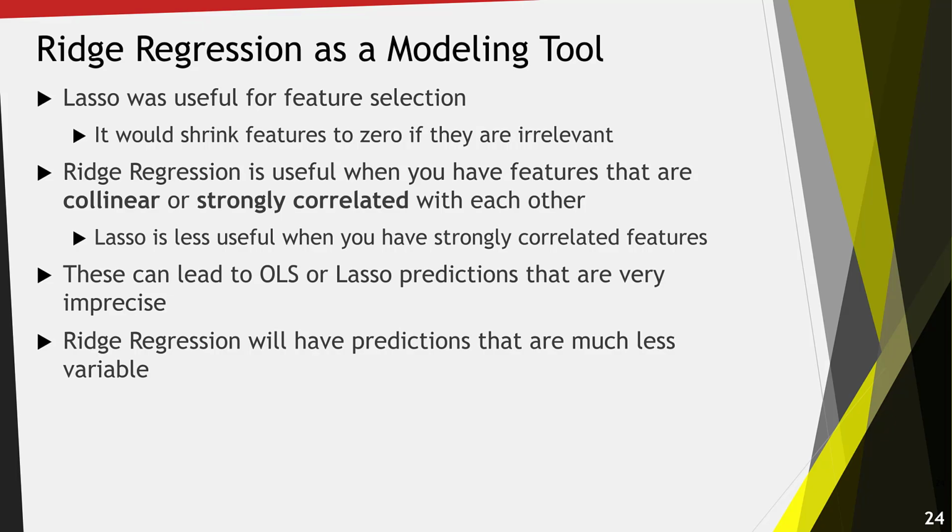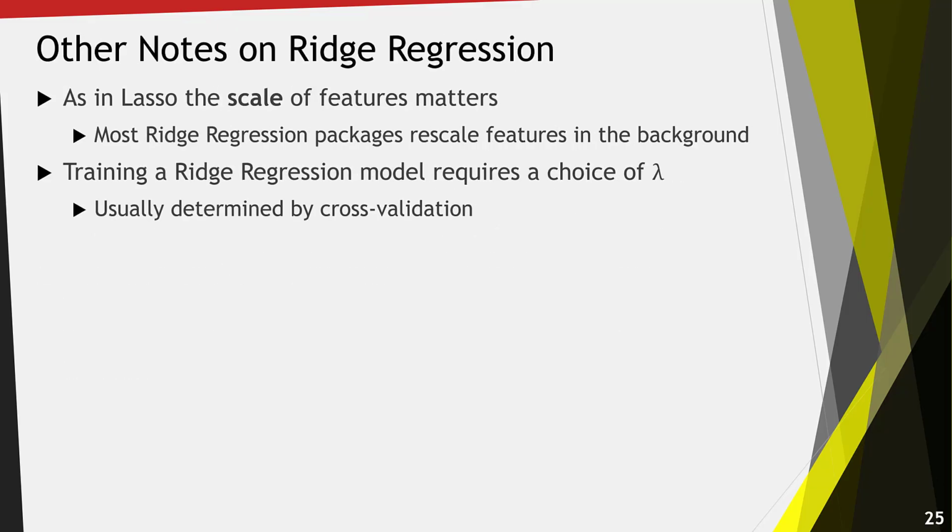In fact, both OLS and Lasso can have predictions that are very imprecise if you have strongly correlated features in your model. In contrast, ridge regression will have predictions that are much less variable, even when many of your features are strongly correlated. Just like with Lasso, in ridge regression, the scale of your features matters. Most ridge regression packages are going to rescale features in the background, just like they do with Lasso. But this means, again, that there's no one definitive ridge regression model because there is a rescaling that happens in the background.